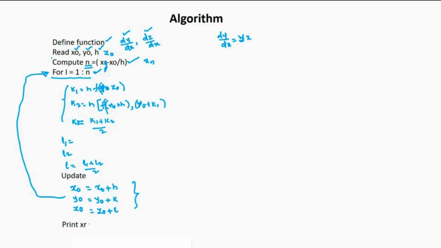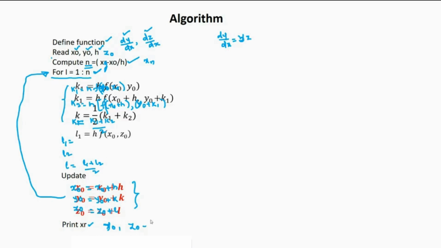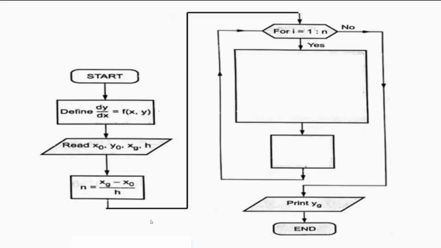After that, simply you print the values at xr: what is the value of y naught, and what is the value of z naught. So this is about the algorithm. Same thing you can represent in terms of a flowchart. See, I have written here k1, k2, k, and similarly x naught value update, y naught value update, and z naught value update. So here you have to write L1, L2, L also. So this is the flowchart.